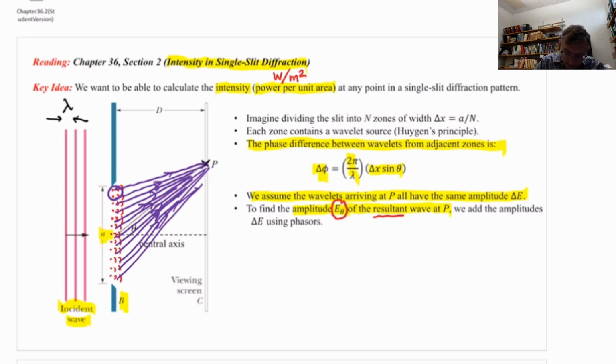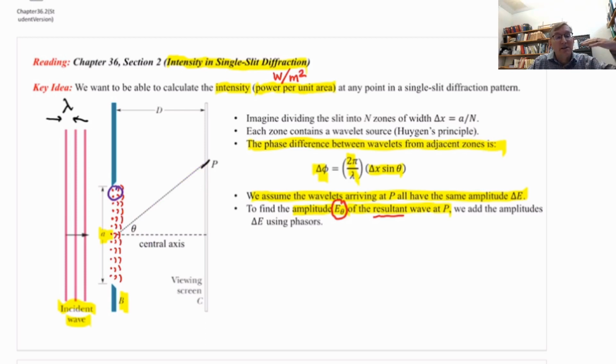I'm going to get rid of some of this stuff now. Where the theta, as you can see, as always, is the angle from the central axis out to point P.